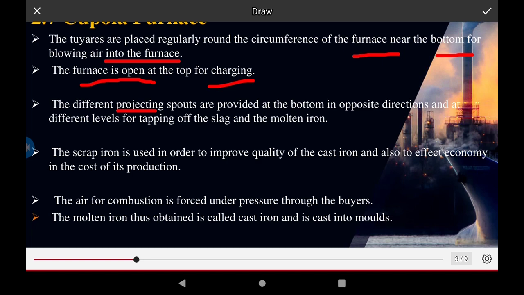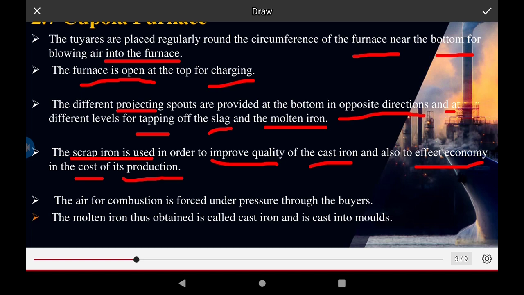The different projecting spouts are provided at the bottom in opposite directions and at different levels for tapping of the slag and molten iron. Scrap iron is used to improve the quality of cast iron, and also to effect economy in the cost of its production.